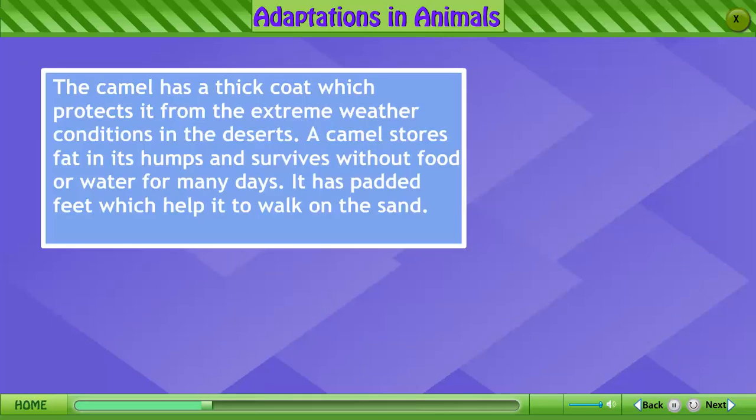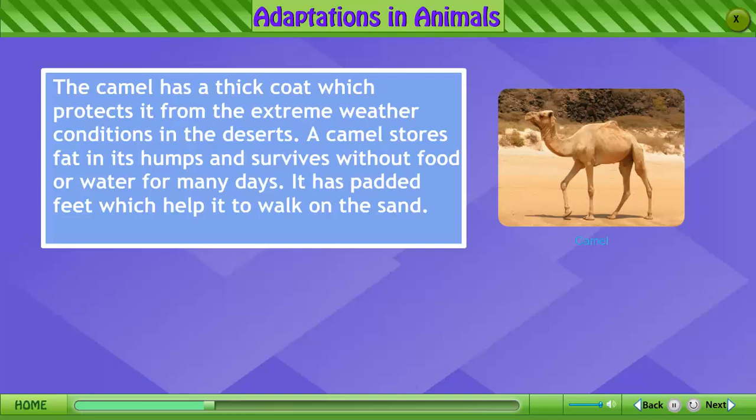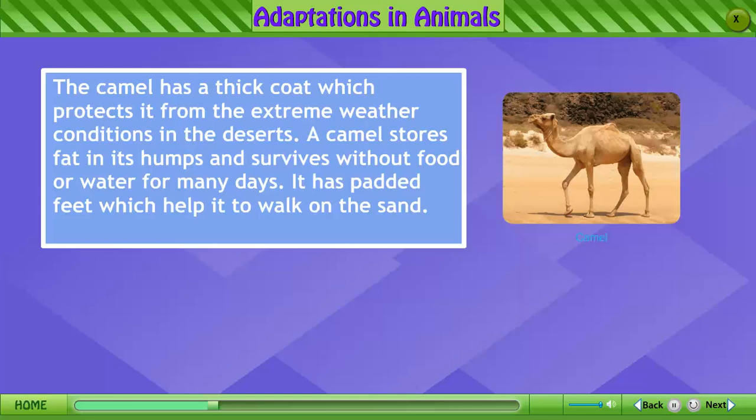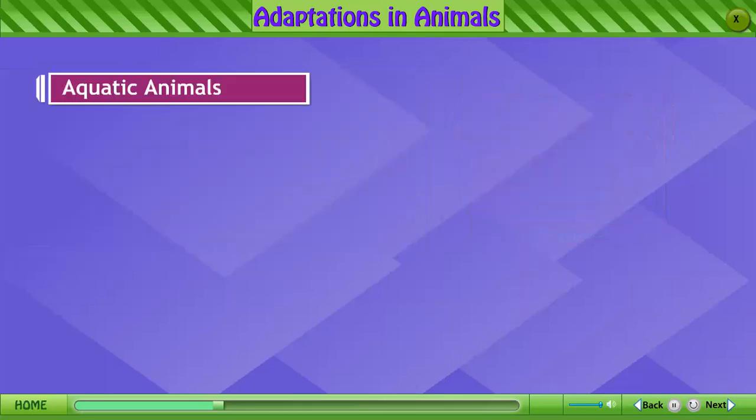The camel has a thick coat, which protects it from the extreme weather conditions in the deserts. A camel stores fat in its humps and survives without food or water for many days. It has padded feet which help it to walk on the sand.